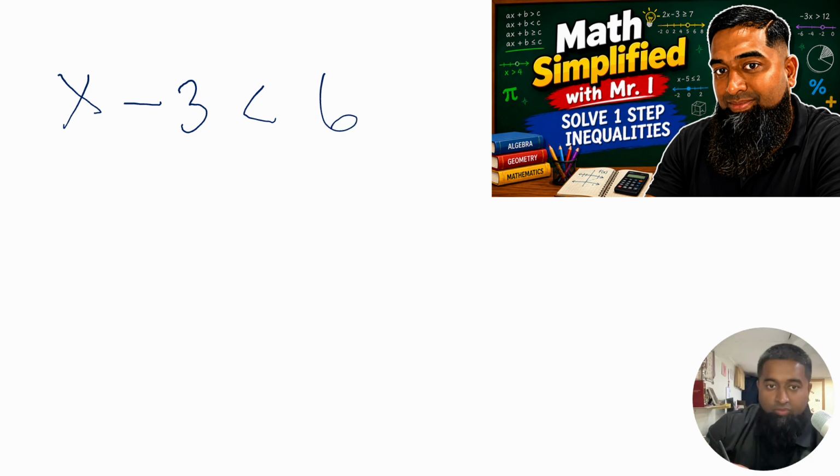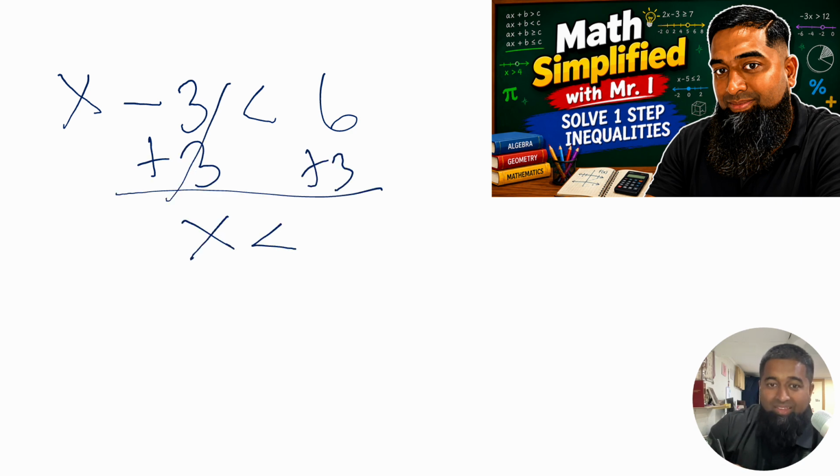Unpause it. So first we're going to do positive 3, positive 3. This is going to be x is less than 9, right? 6 plus 3 is 9. So now, that's your first one. Let's go ahead and give you another one.